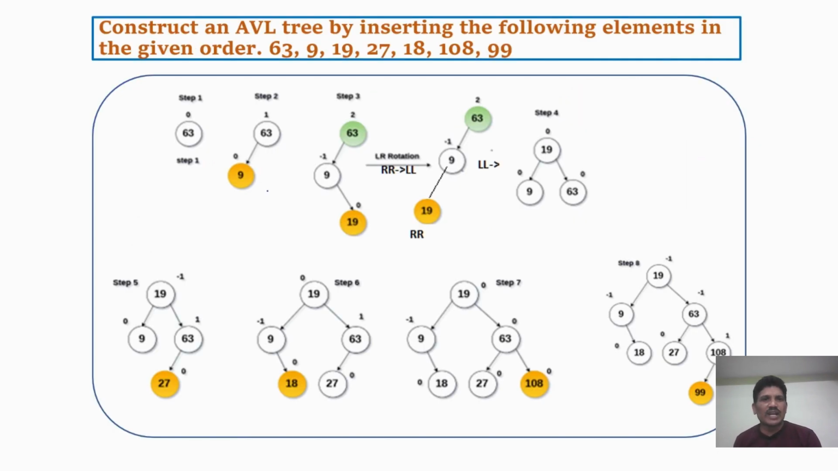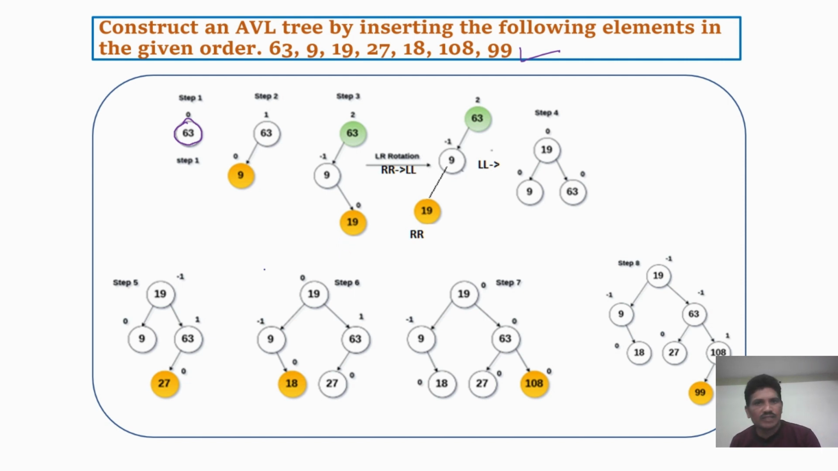Here are the elements I would like to insert into the AVL tree: 63, 9, 19, 27, 18, 108, then 99. How can we insert these elements? For 63, the 63 is the root node. The insertion is as usual in a binary search tree. All elements in the left subtree are less than the root. All elements in the right subtree are greater than or equal to the root.